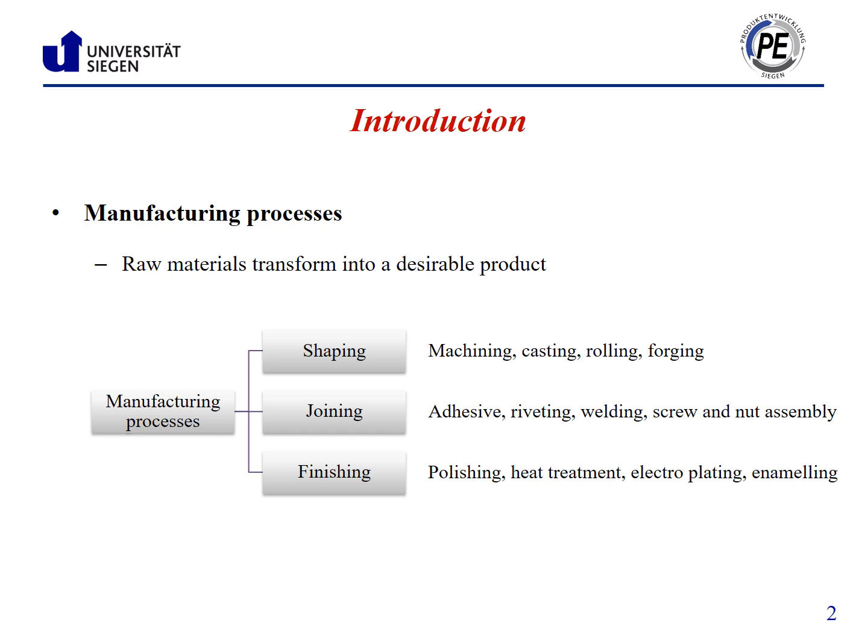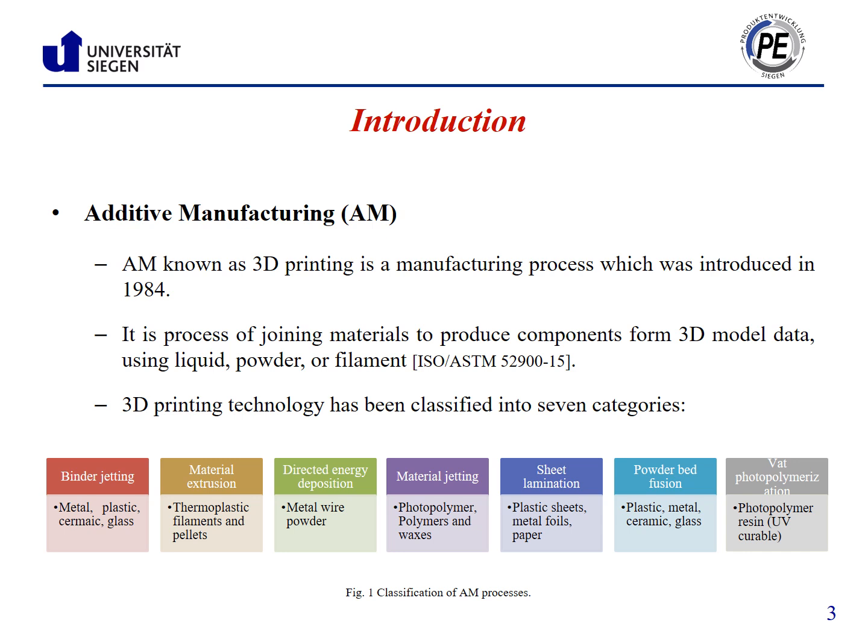For example, machining, casting, rolling, and forging can be considered in the group of shaping processes. However, new processes have been developed. One of the manufacturing processes which was introduced in the last century is additive manufacturing, and it is known as three-dimensional printing. The American Society for Testing and Materials and also the International Standards Organization define 3D printing as a process of joining materials to fabricate parts from 3D model data.